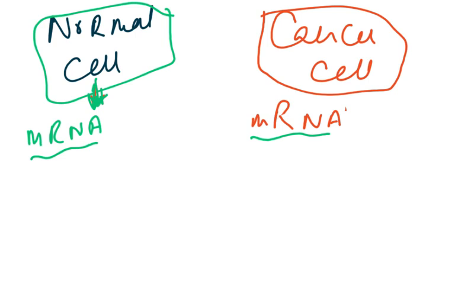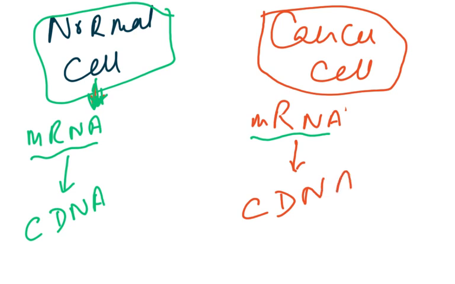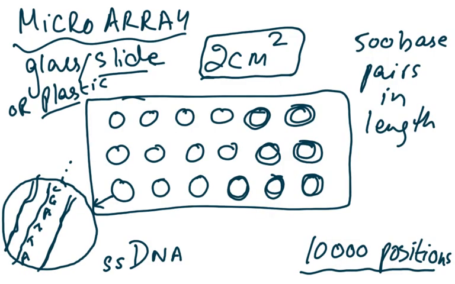So from the mRNA, we're going to make cDNA, and then we're going to label it the color. Similarly, from the cancer cell mRNA, we're going to get the cDNA and label it red. So now we have two colored DNAs. Now we go back to the microarray, and what we do is we mix the normal cell DNA and the cancer cell DNA with this microarray, and we hope that it will attach.